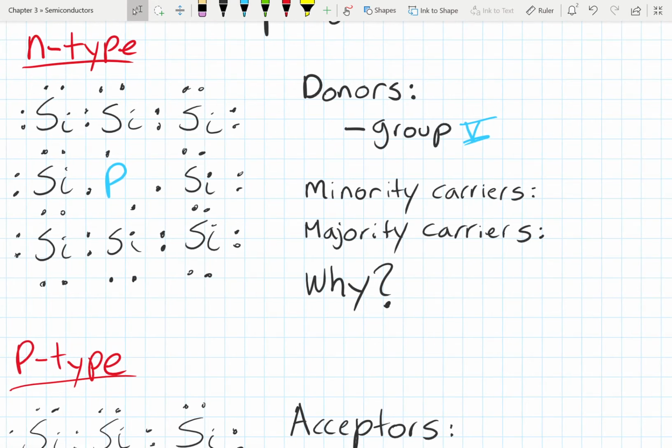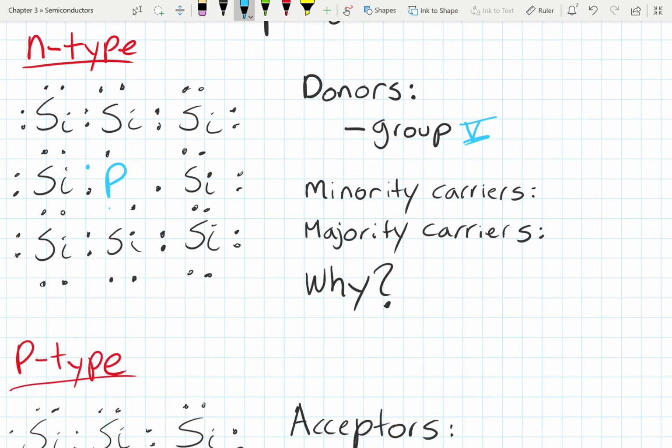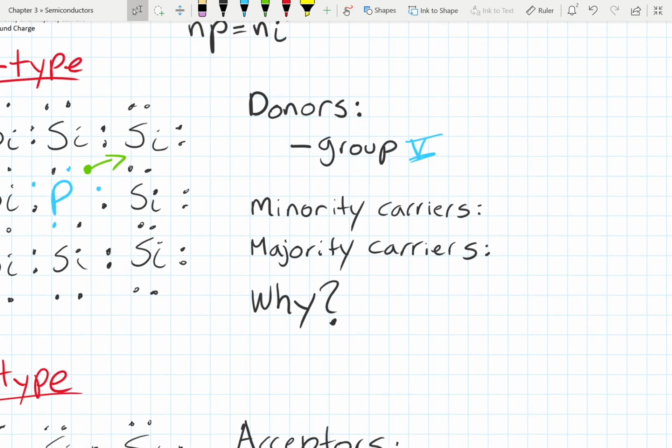So an element from group 5 has 5 electrons. So we have 1, 2, 3, 4 electrons that form covalent bonds with the silicon atoms, but we have an extra electron, and we call this a free electron. It's free to move across the crystal. Let's say we add a lot of phosphorus atoms. From each phosphorus atom that we add to the crystal, we add an extra electron.